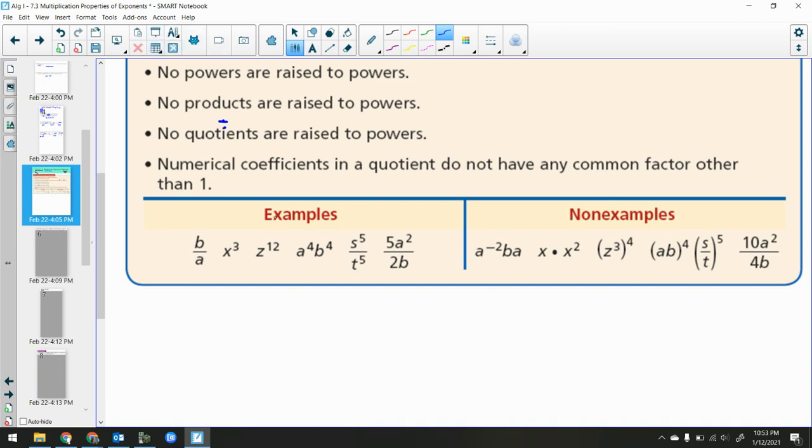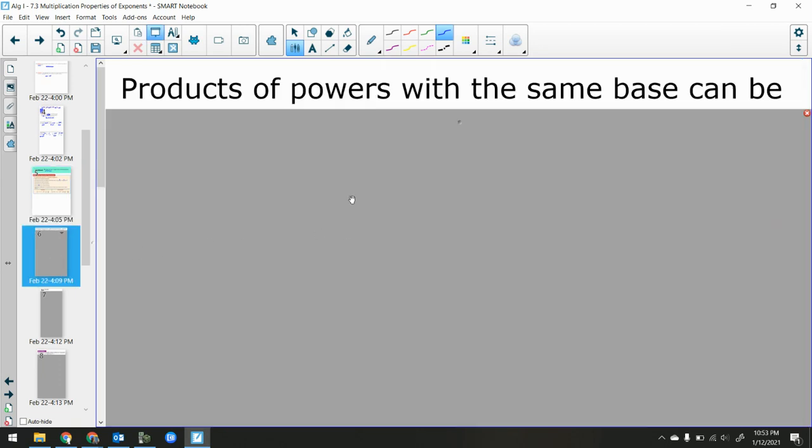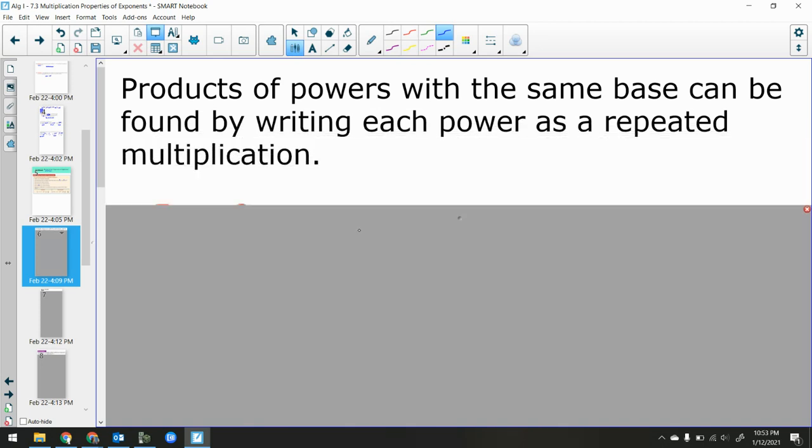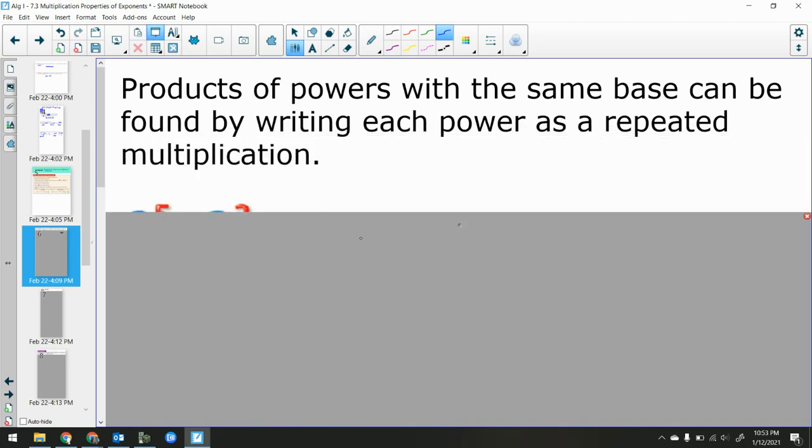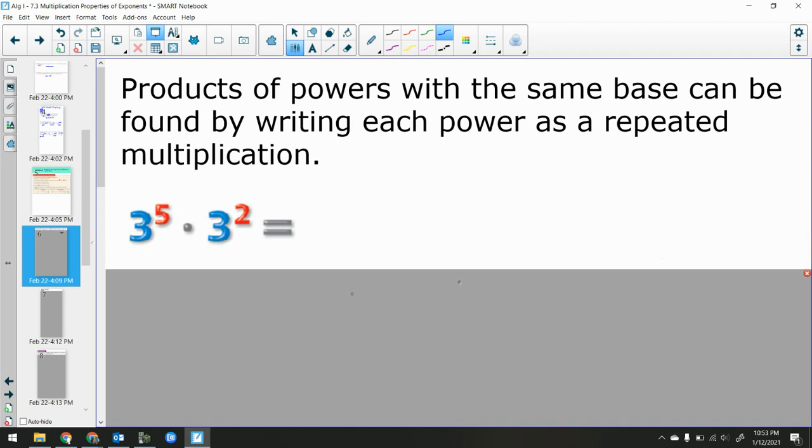Now, let's take a look here. Products of powers with the same base can be found by writing each power as a repeated multiplication. For example, if I wanted to multiply two things that had the same base, notice that this is the same base. You've got to have the same base. If it doesn't have the same base, then you can't multiply it. What I can do is take the powers and actually add them together. Let me show you what I mean here.